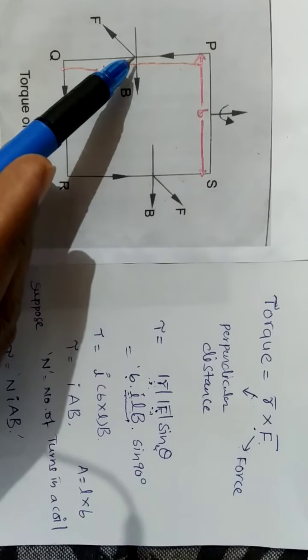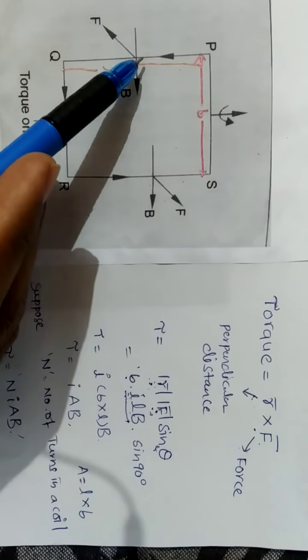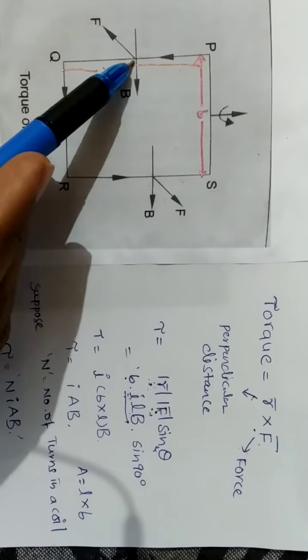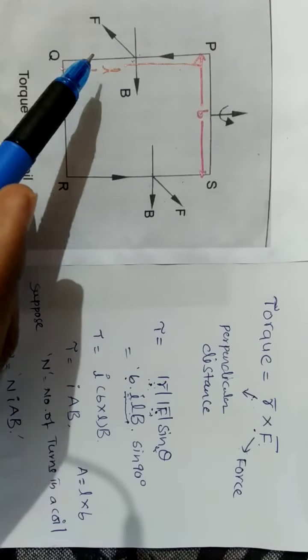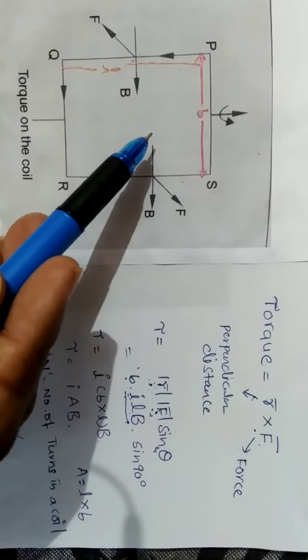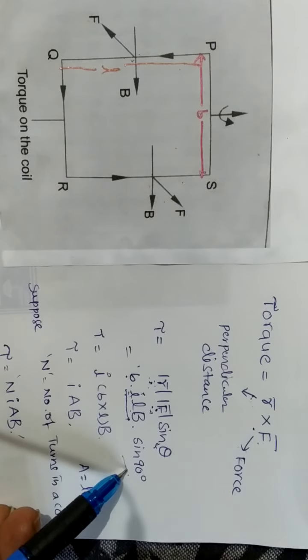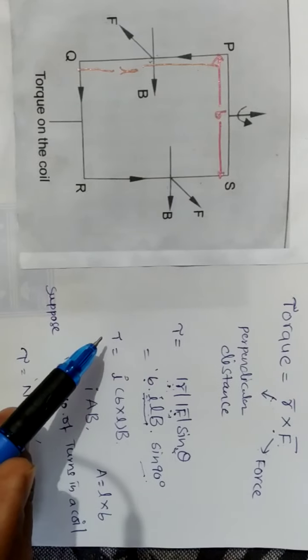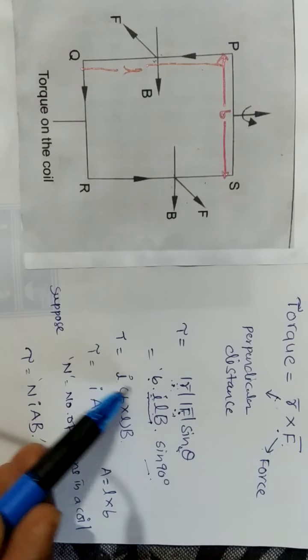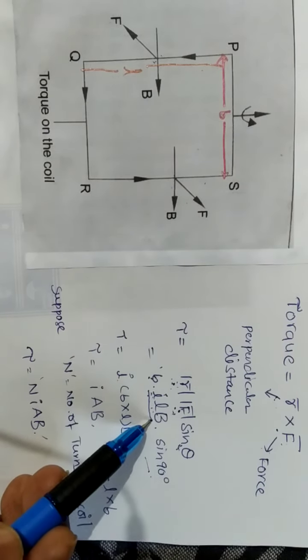They are perpendicular to each other because we have taken the perpendicular distance. F is acting like this. Okay, R means it is horizontal. F means it is coming out of the plane of the paper. They are perpendicular to each other. So theta is 90 degrees, sine 90 is 1. So the torque acting on this will be b times ILB.